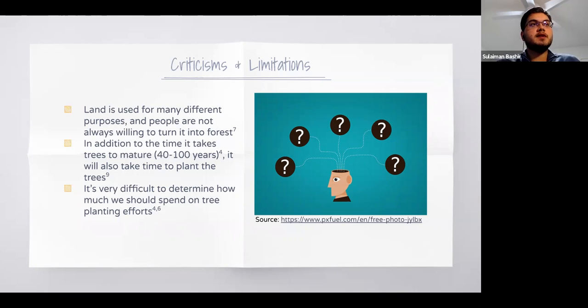The second criticism has to do with the time scale that it would take place on. So 40 to 100 years is a pretty long time. And we don't know how the climate will change during that time. So this makes it very difficult to determine how much we should spend on tree planting efforts. And it also brings in questions about how the albedo will actually change based on trees. So trees are darker than things like ice. So we don't know if that would actually cause warming effects.